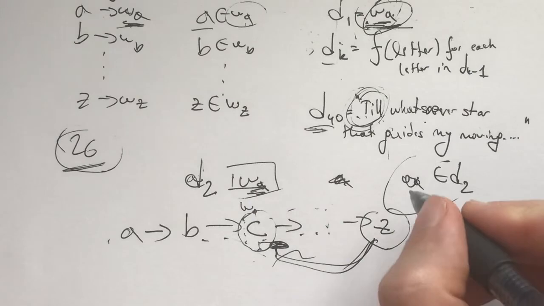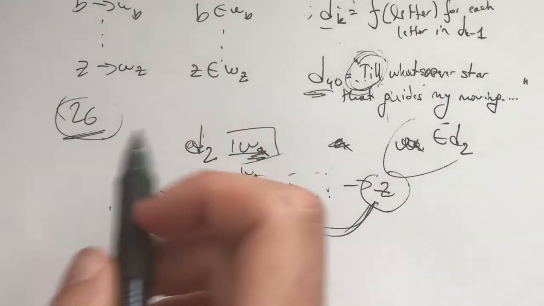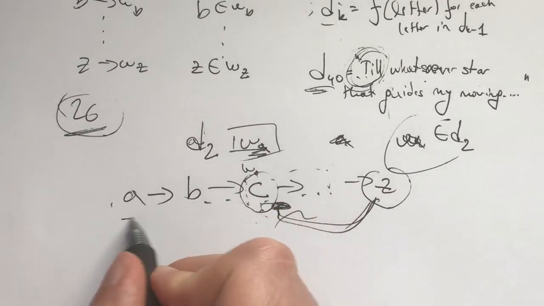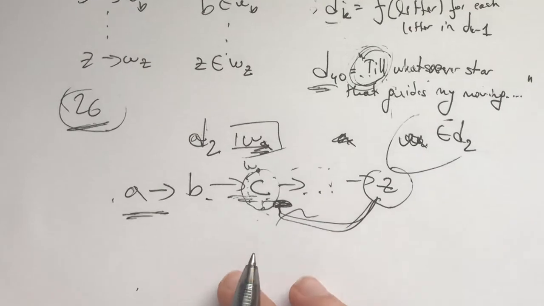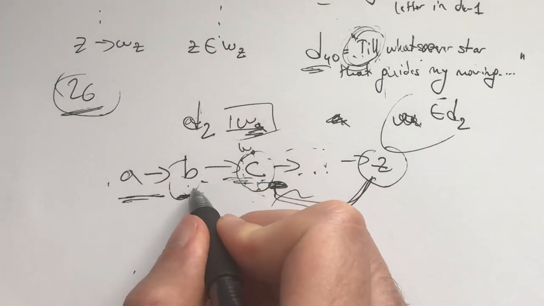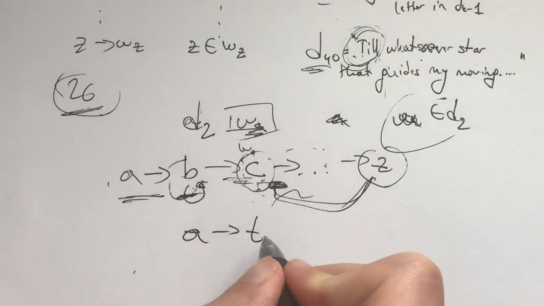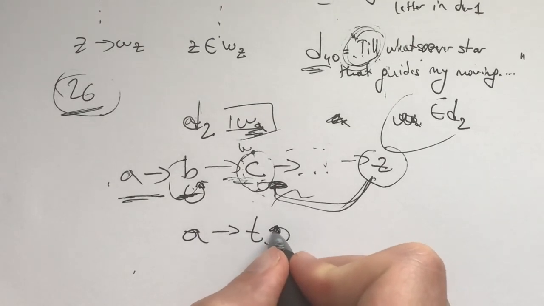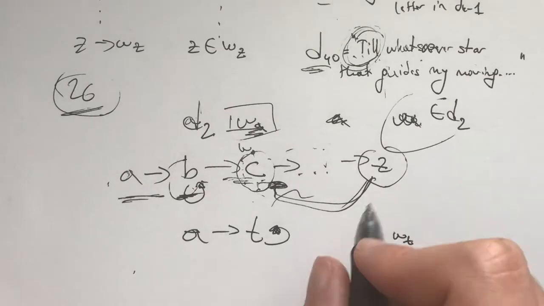Okay, so now we have this: "we A" is in D2. Can we do anything else? Let's see, can any other letter begin with itself? Could we have just B goes to B? We could maybe have A goes to T and then T goes to T, like the first letter of the word for T might be T, and that seems to be okay.